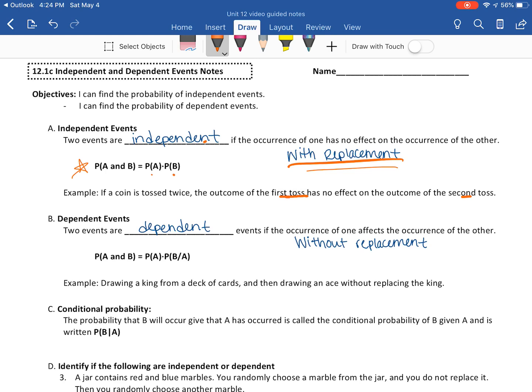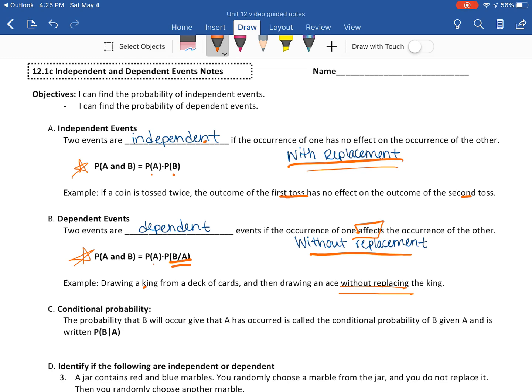Dependent events: two events are dependent if the occurrence of one does affect the occurrence of the other. For example, if you're drawing a king from a deck of cards and then you draw an ace without replacing the king. So dependent events are without replacement, which means that for the second event, the original conditions have changed somehow. To calculate the probability of dependent events, we take the probability of A and multiply it by the conditional probability of event B.